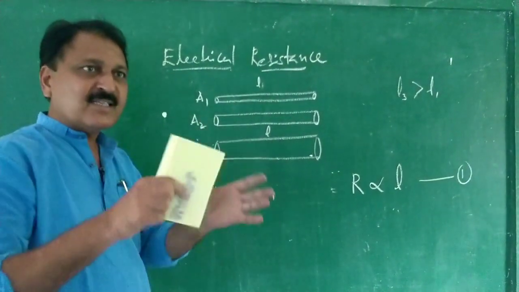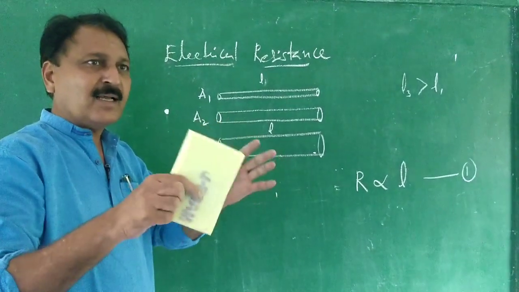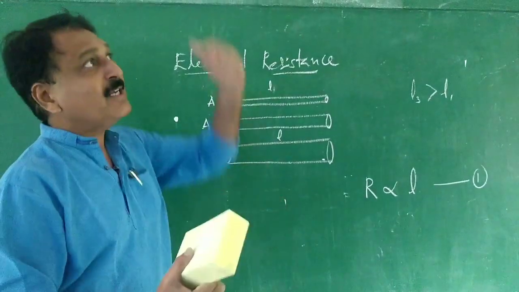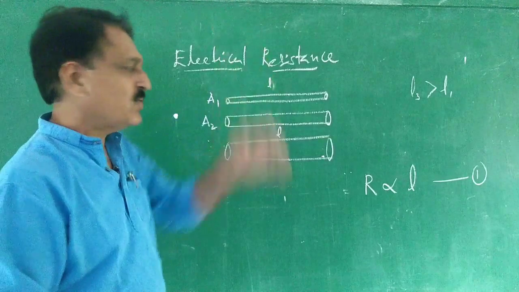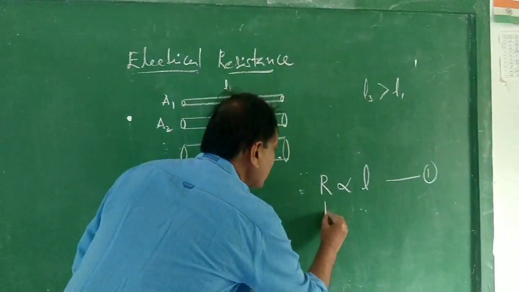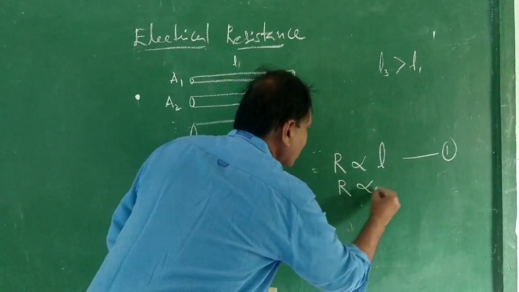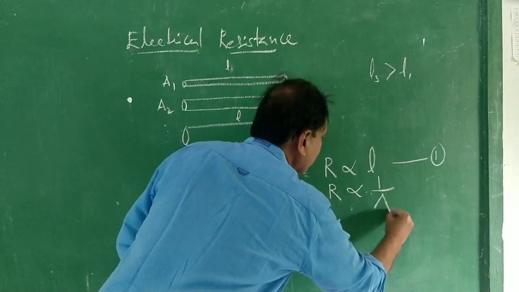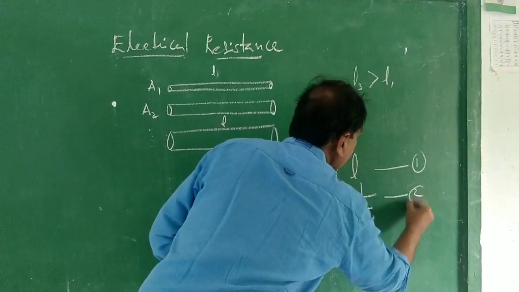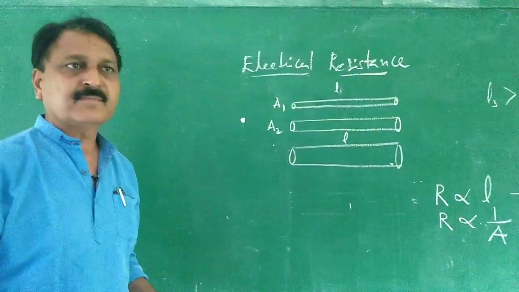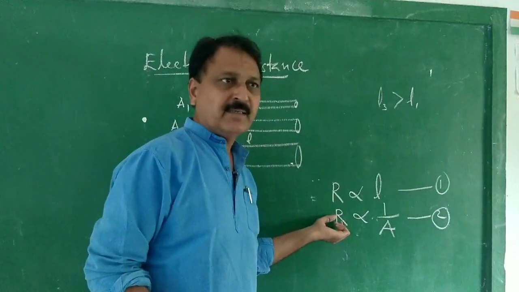Resistance and flow of current are reciprocal. If one is more, the other will be less. So the resistance is inversely proportional to the cross section area of the conductor. This is the second point I want to make.